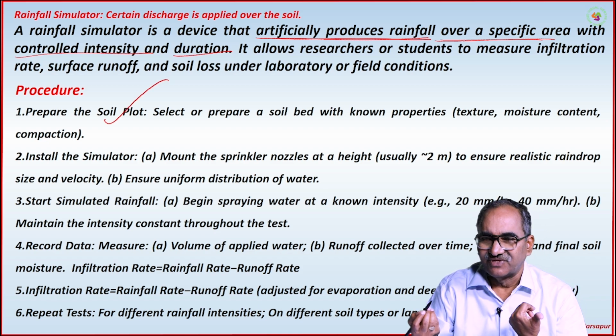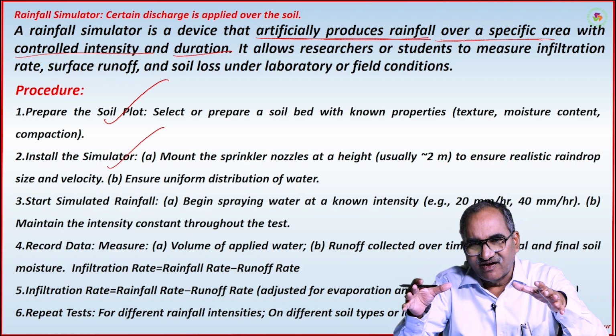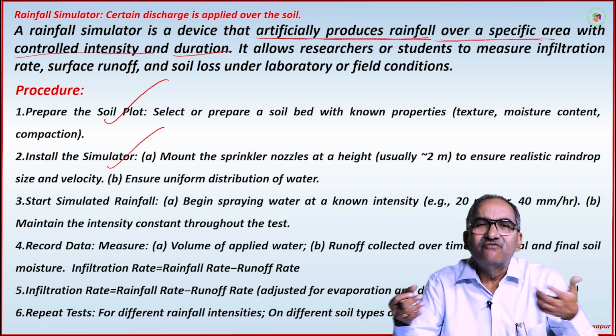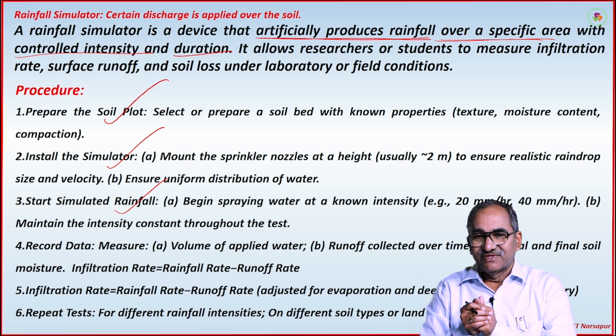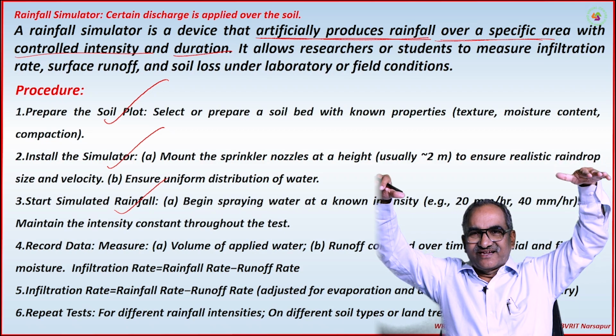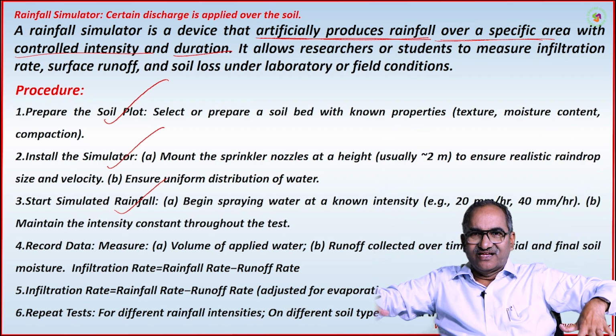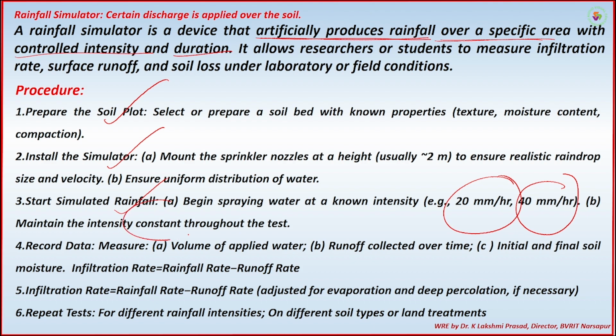Prepare the soil plot, that is the first thing. Install the simulator. What is that simulator? It gives rainfall at the desired intensity for a desired duration. Then start the simulated rainfall. So we keep the simulator in such a way that, for example, at a 2 meters height we keep it, and the rainfall occurs like raindrops, with an intensity of 20 or 40 mm per hour. Like that we will do it. Throughout the time duration, we maintain rainfall intensity as constant. That is the first thing again.